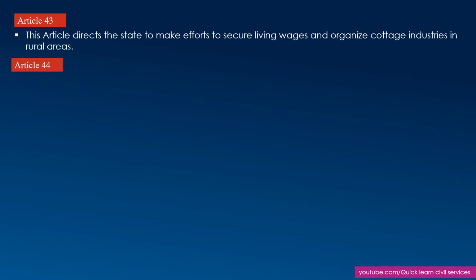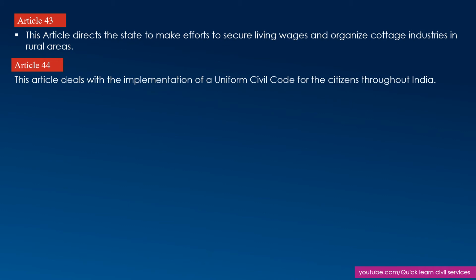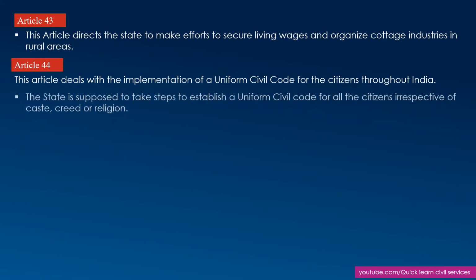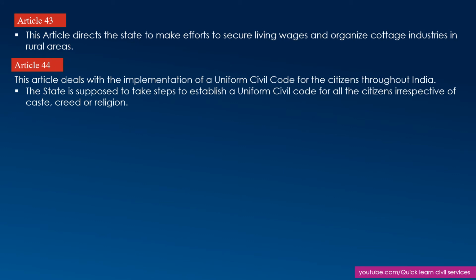Article 44. This article deals with the implementation of a uniform civil code for the citizens throughout India. The state is supposed to take steps to establish a uniform civil code for all the citizens irrespective of caste, creed or religion.